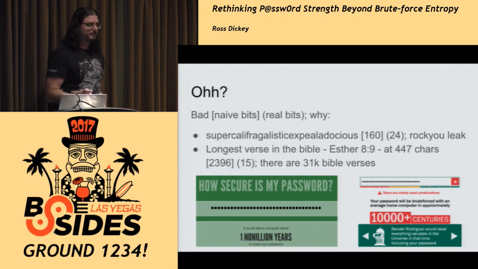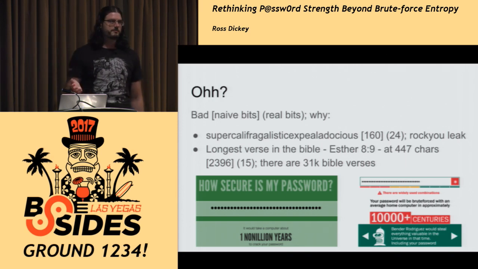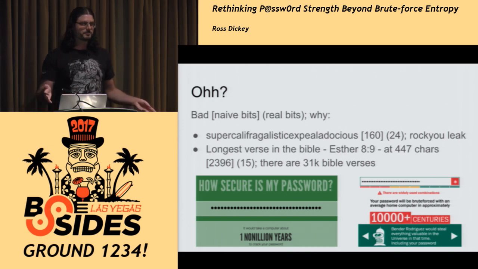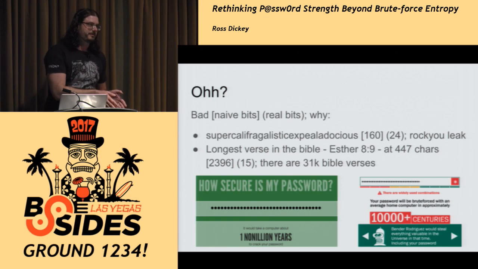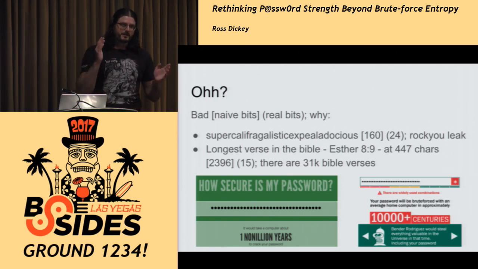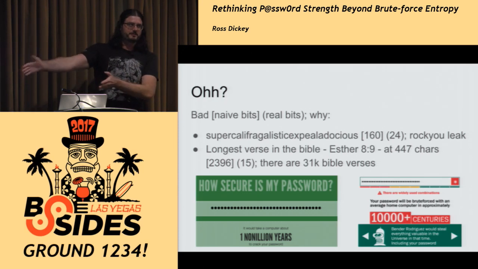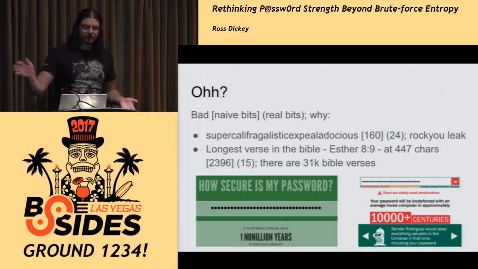And a lot of people like picking Bible verses, so I found the longest Bible verse. It's 447 characters, which sounds like it would be a 2,400 bits of entropy password, but it's really no better than the shortest Bible verse, which is Jesus wept, right? I happen to know that for reasons. So 447 characters, 9 characters, same entropy. Length does not always help you.